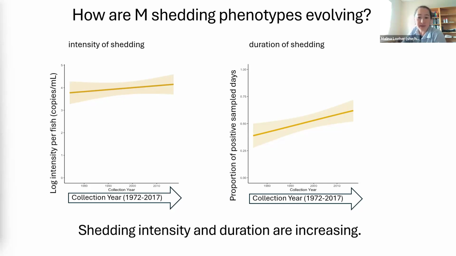So we focused on intensity and duration of shedding as possible mechanisms, and we saw a very mild increase in the intensity of shedding, looking at the peak period of shedding through time, and then also duration, which here was a proportion of the positive days sampled. So over that 30-day period, the more days that we detected positive virus in the water, the higher that proportion was, and we used that as our metric of duration of shedding.